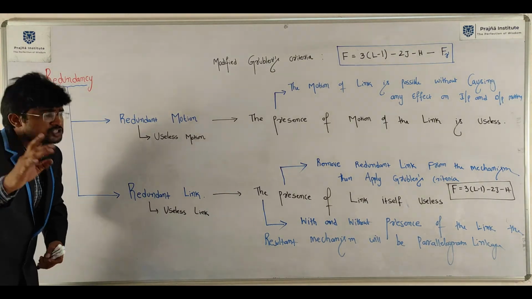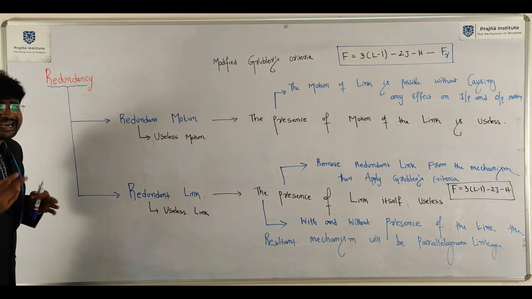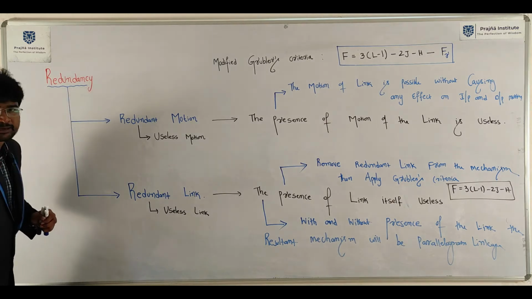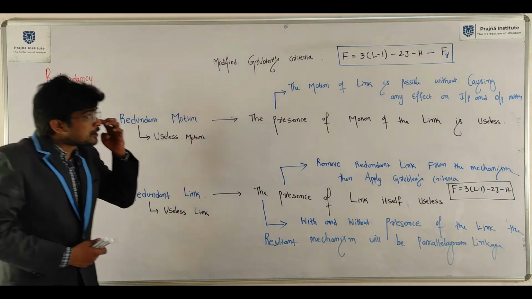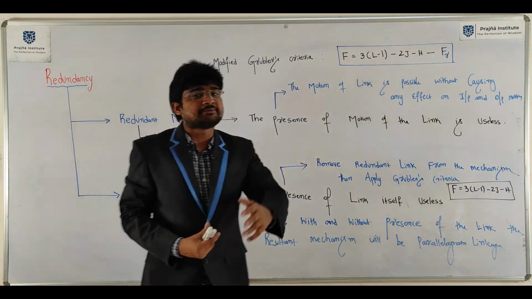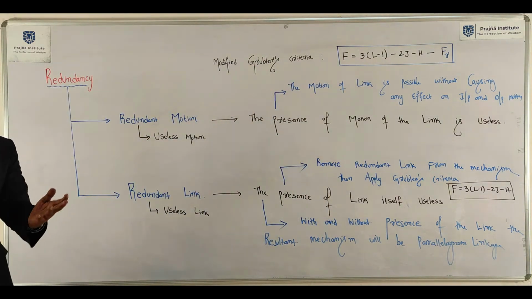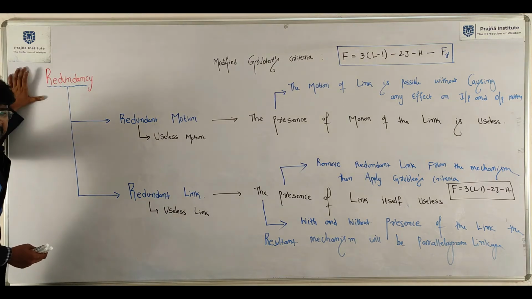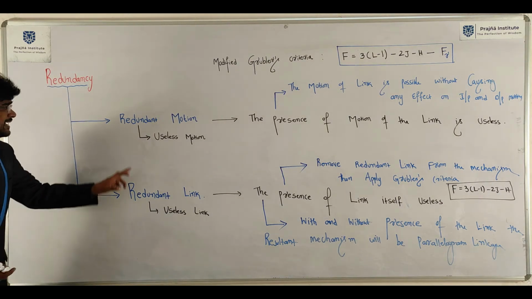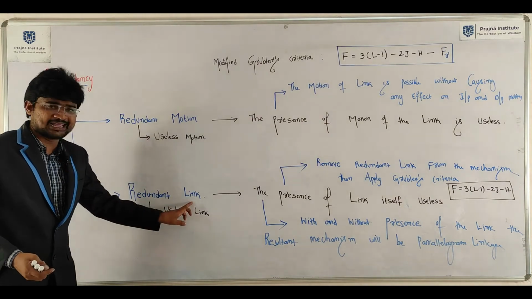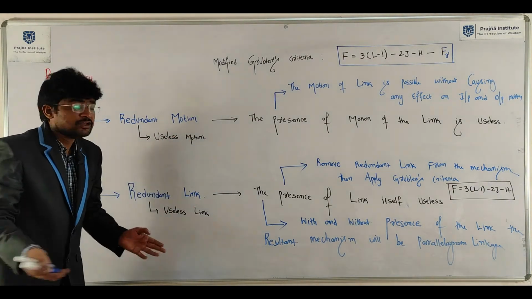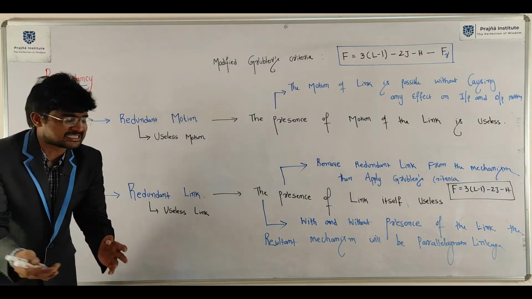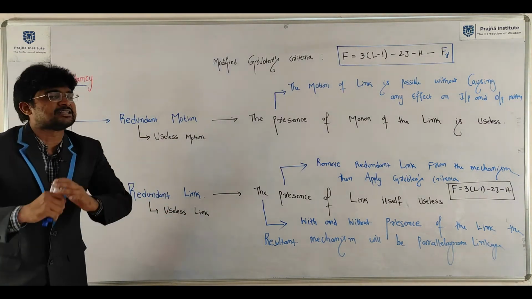Okay, first focus on the need of studying redundancy in mechanisms. Why are we studying redundancy here? Tell me. Grubler's criteria fails to determine the degree of freedom of some particular mechanisms due to the presence of redundancy. We have two types of redundancies: redundant motion and redundant link. What is the meaning of redundant motion? Useless motion present in the mechanism, useless link present in the mechanism.